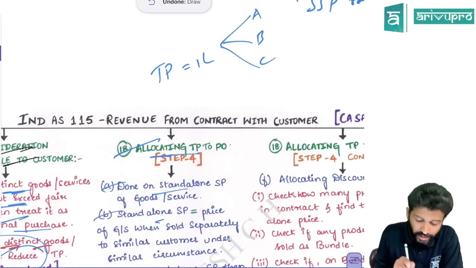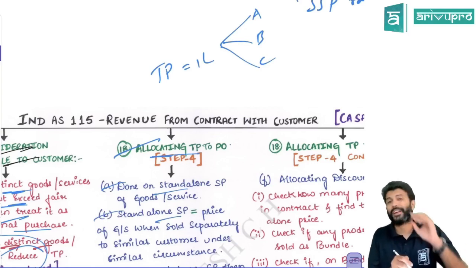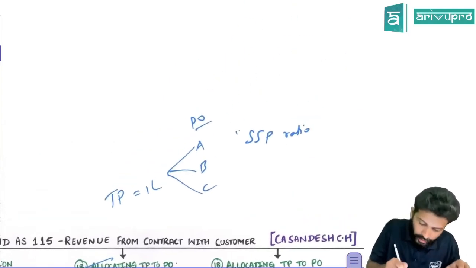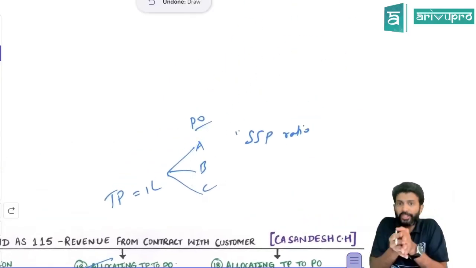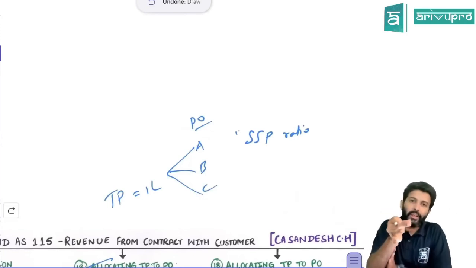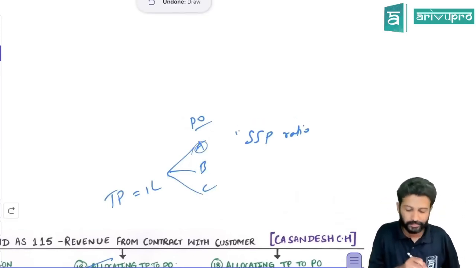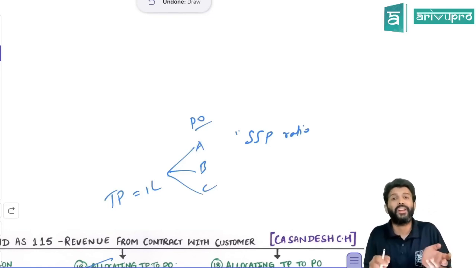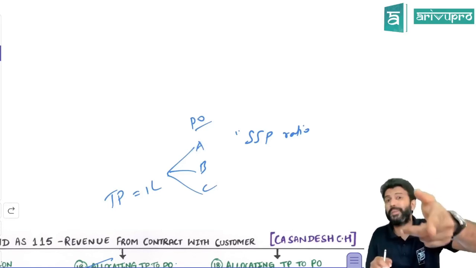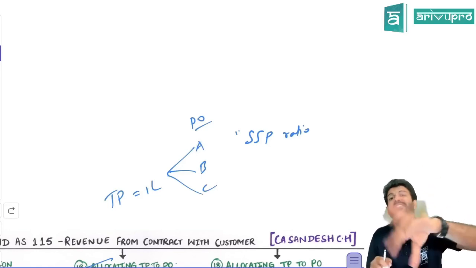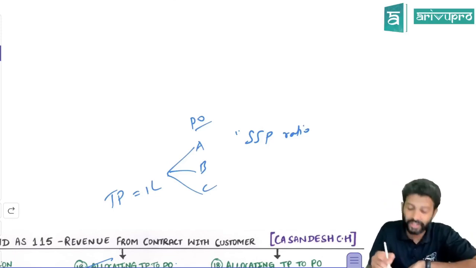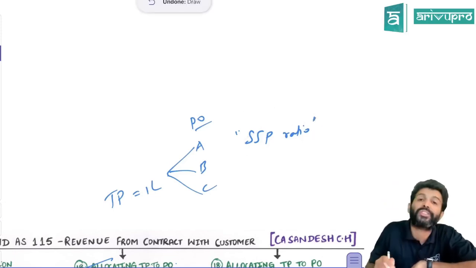Okay, what does standalone selling price mean, sir? Standalone selling price means, now we have 3 promises. Now you have bundled the 3 promises and made a contract. Now, if you sell these promises or these products separately, to a similar customer and in similar circumstances, what would have been the price? That price we call the standalone selling price.